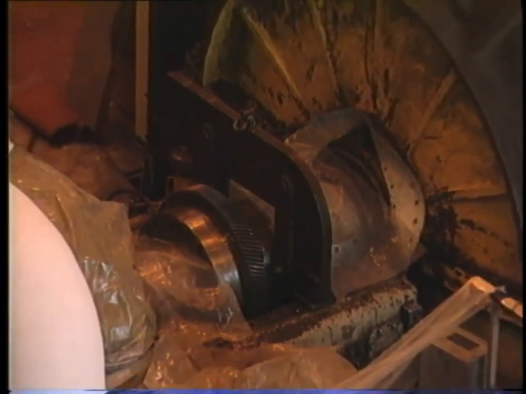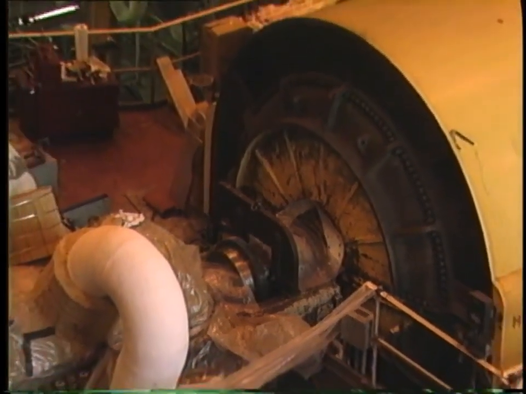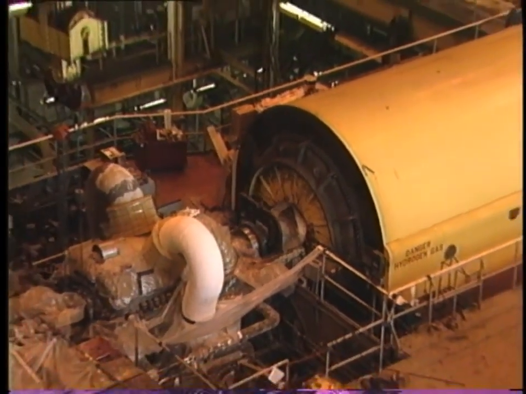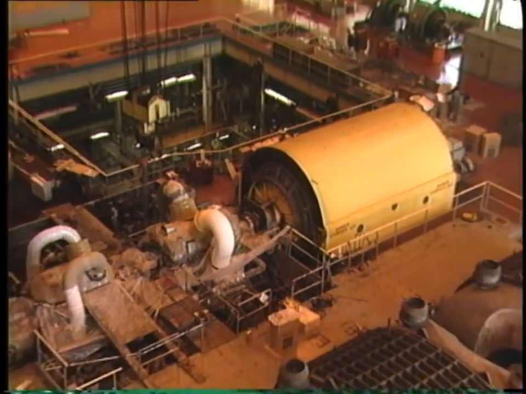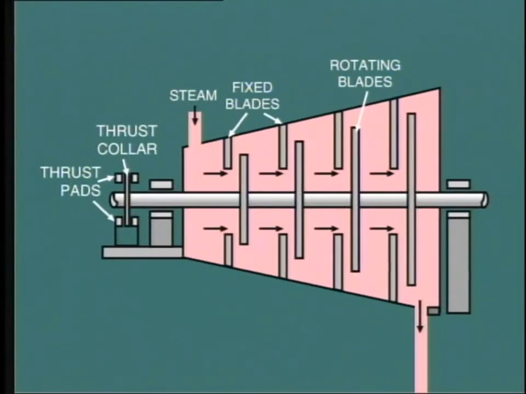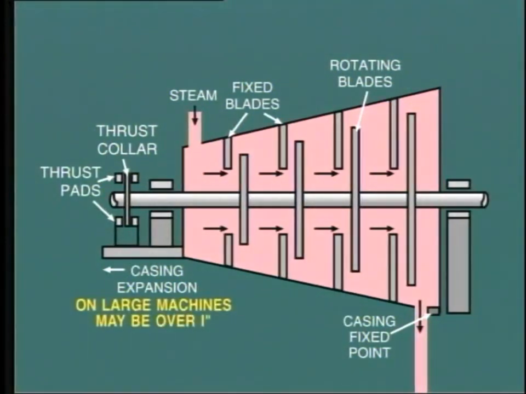During construction and maintenance of the machine, these pads are carefully set to ensure that the correct clearances exist between rotating and stationary parts. Allowance must be made for the casing to expand as it becomes heated by the steam flow. In a single-cylinder machine like this, the normal method is to anchor the machine solidly at the low-pressure end, that is, at the turbine exhaust, and allow the front-end pedestal to move forwards. In large machines, the expansion in this longitudinal direction may be over 1 inch, that is, 25 millimeters.